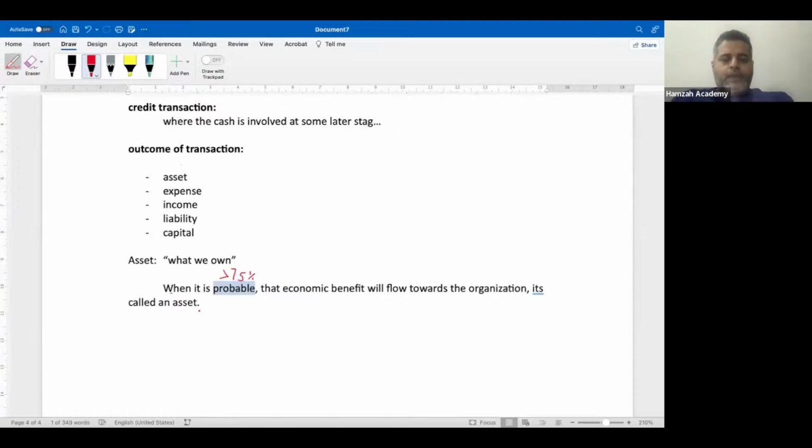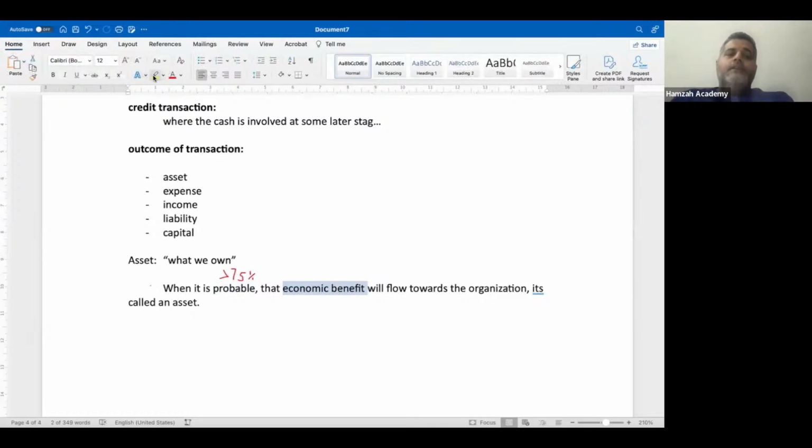So when it is probable that economic benefit will flow towards the organization, you are more than 75% confirmed that you are going to get an economic benefit that can be evaluated in terms of money. The benefit that can be evaluated in terms of money, right? You are going to have something, it's called an asset, right? For example, land, building, car, bike, etc. Right?